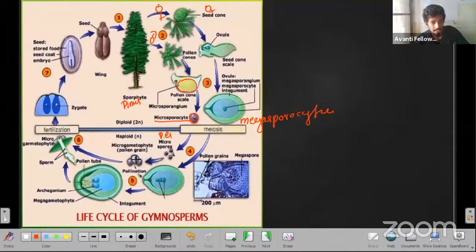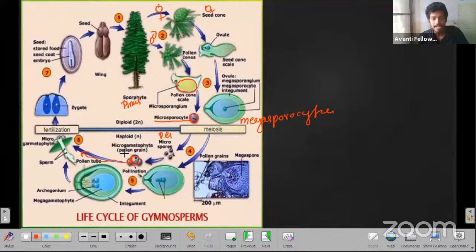These pollen grains will travel from here to here through the air current, or through anemophily, and it will reach here, and they will start to produce the pollen tube, and it will reach up to this one. Sorry, the fertilization process is later, right? They gave the fertilization process in the later stage. I got confused here. So pollination, this is traveling.